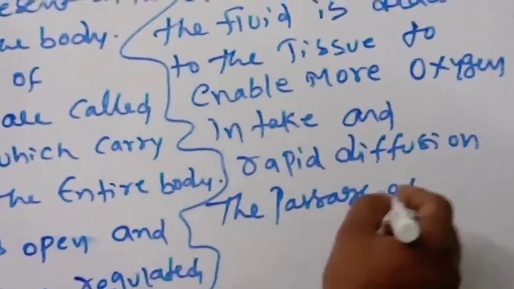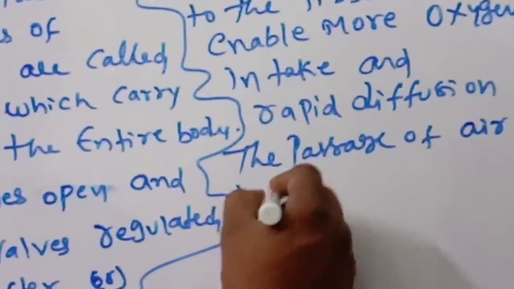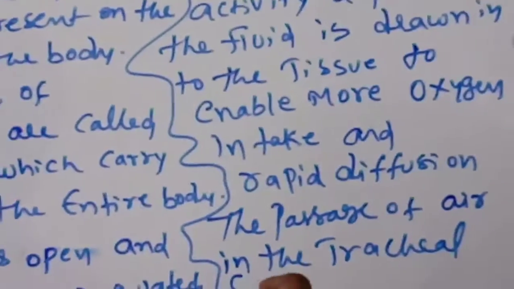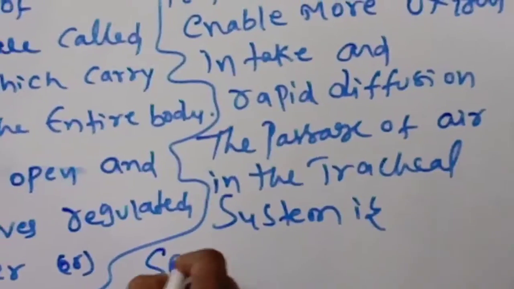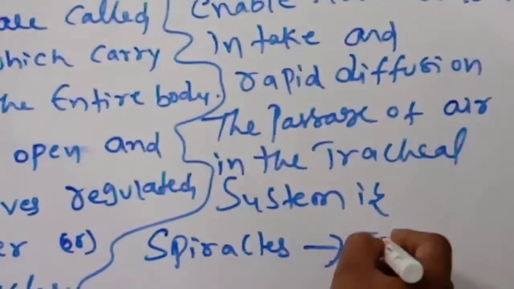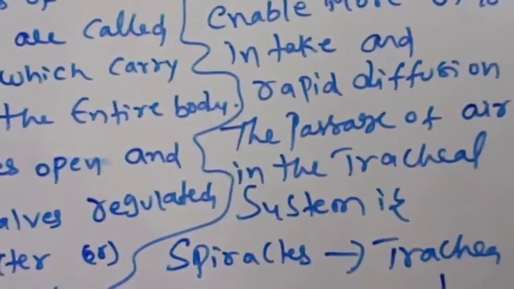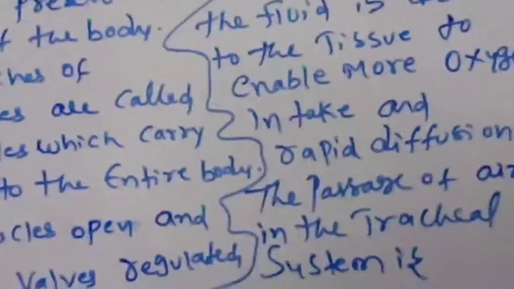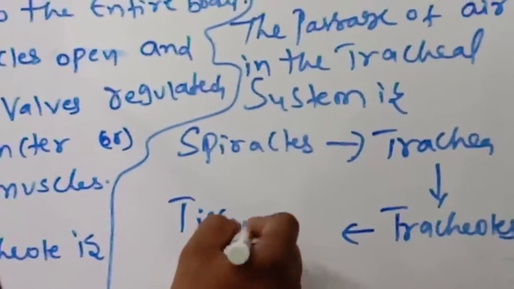The passage of air in the tracheal system is: number one, spiracles; number two, trachea; next, tracheoles; next, tissues. Okay, this one is a very, very important concept.